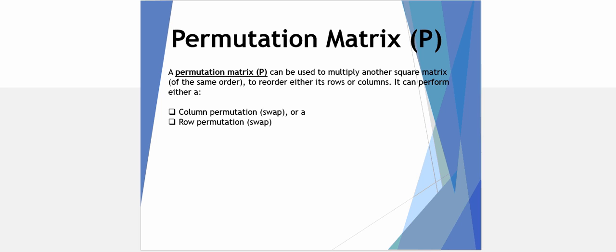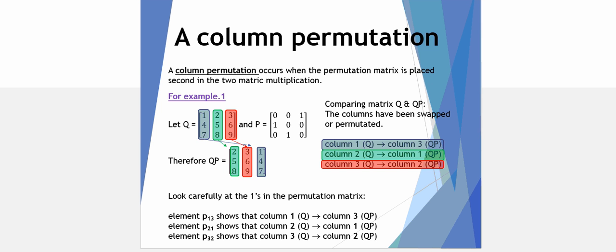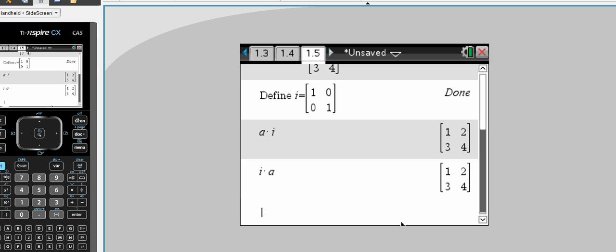So we want to look at how we can use a permutation matrix to create a column permutation, an effective swapping of columns when we multiply, and a row permutation or a swapping of rows. So I've got an example here with two matrices, one of which is a standard matrix, matrix Q, and it's got the numbers 1, 2, 3, 4, 5, 6, 7, 8, 9. It's a 3 by 3 matrix. And then a permutation matrix with zeros and ones, only one within each column and a single 1 within each row. So let's go back to the calculator and have a go at this.